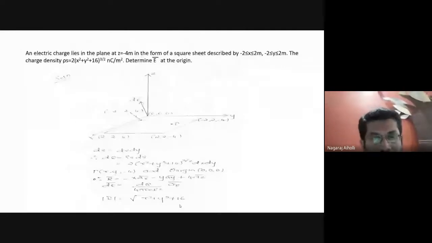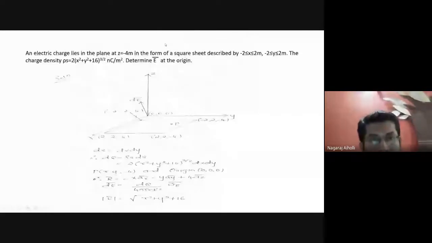Therefore, for dE, substitute all that we have calculated till here. dE will be dq, which is 2 into (x square plus y square plus 16) raised to 3 by 2 into ds, that is dx dy. Rho s into ds is our dq, so substitute that. Then divide by 4 pi epsilon naught r square. R square is the square root of x square plus y square plus 16, the whole square. So the square root and square cancel, and we get only x square plus y square plus 16, into AR bar, the unit vector.